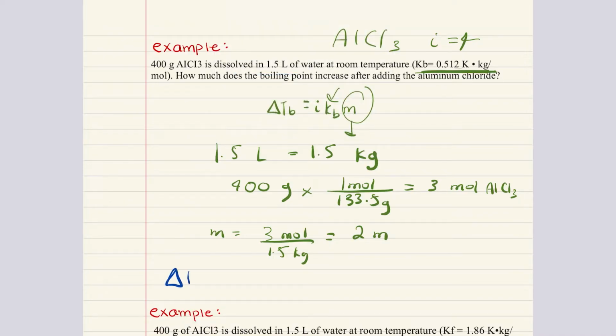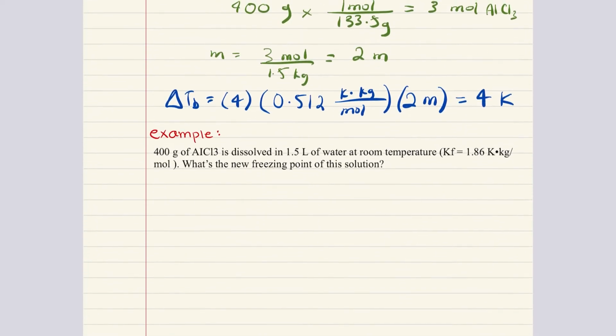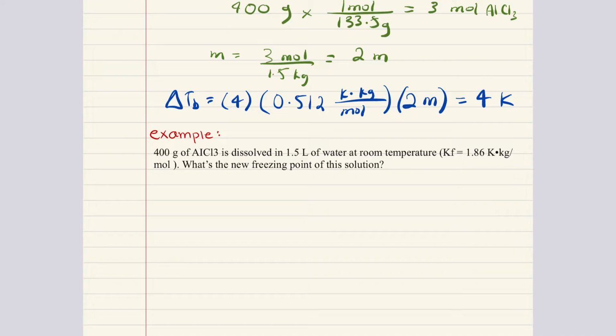Delta TB is equal to i, which is 4, multiplied by Kb, which is equal to 0.512 Kelvin times kilograms over mole, multiplied by molality, 2. And when we carry out this calculation, 4 times 0.5 approximately, that's equal to 2, and 2 multiplied by 2 is equal to 4. So our increase in boiling point is going to be equal to 4 Kelvin. Wonderful. Let's do our last and final example problem for this chapter.